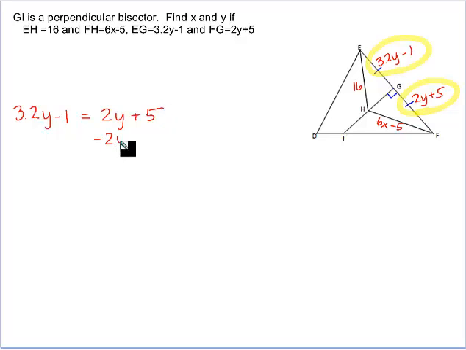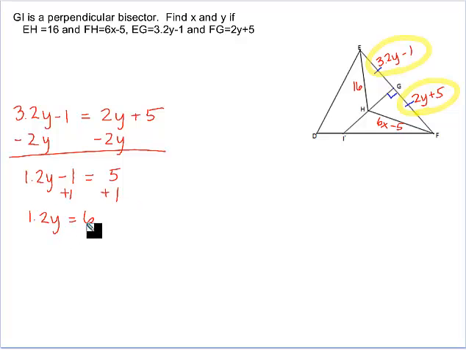Solving for y, we would subtract 2y, giving us 1.2y minus 1 is equal to 5. Add the 1. So 1.2y is equal to 6. And then to get the y alone, we'll have to divide by 1.2. And 6 divided by 1.2 is 5. So here we just figured out that y should be 5.